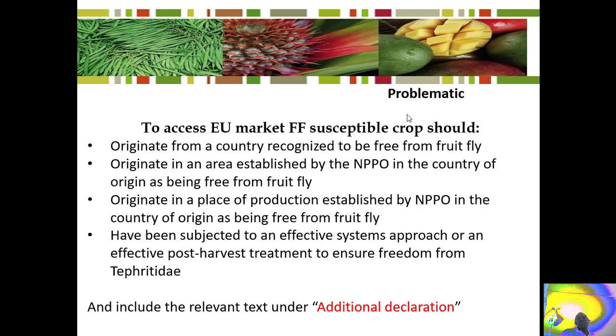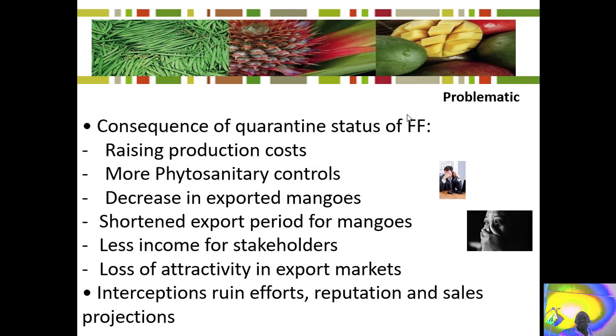But if you look at the tree, it is freedom of. It is either a country, a place, or a site. I think in our countries we don't have it. But if you look at the first option, we could use a systems approach or have an effective post-harvest treatment. And since we don't have an effective post-harvest treatment, we use a systems approach to access the European market. It also really draws our attention that when we fill in our phytosanitary certificate, we have to mention the relevant text in the additional declaration.